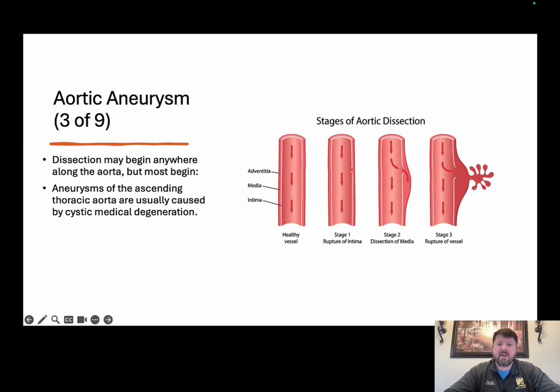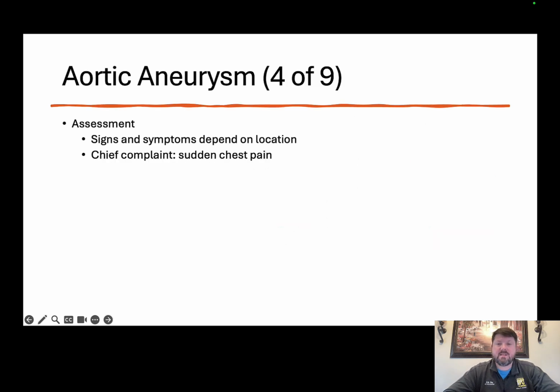Aneurysms of the ascending thoracic aorta are usually caused by cystic medial degeneration, a connective tissue disease in which normal elastic tissue is replaced with cyst-like connective tissue. Signs and symptoms depend on the location. The pressure of a large amount of blood on the surrounding organs may produce symptoms. The patient's description of the pain provides clues to the location of the dissection.